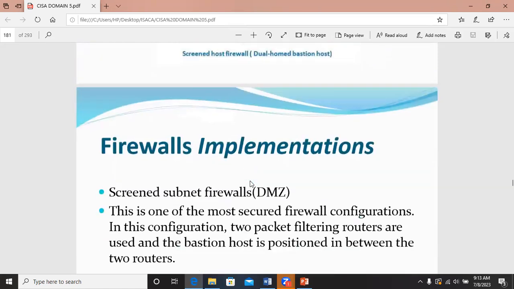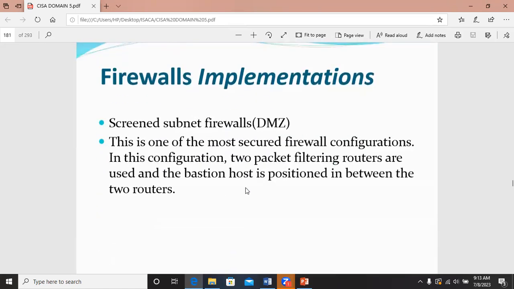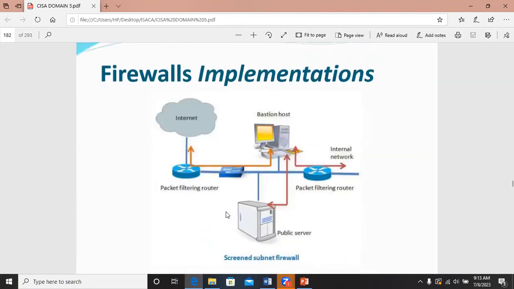Then the third one, which is the most reliable, is the screened subnet firewall. It's also called DMZ, or demilitarized zone. In this case, you don't use two firewalls, you use three. The traffic is coming from outside. It goes through the packet filtering router. Whatever survives goes through the bastion host. Then whatever survives goes through another packet filtering router before it now has access to the internal network.